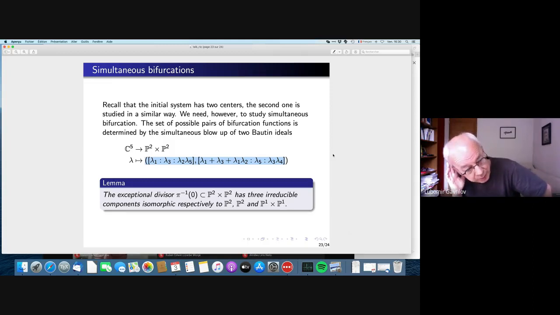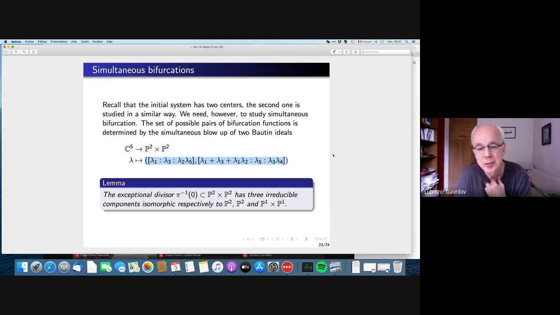I hope at the beginning the dimension will be 3, but it is not of dimension 3, it's of dimension 2. If it was of dimension 3, it is possible to prove that you can have 4 limit cycles, but dimension 2. Okay, in fact, it can be described very explicitly. What is dimension 2? It turns out that there are 3 irreducible components.